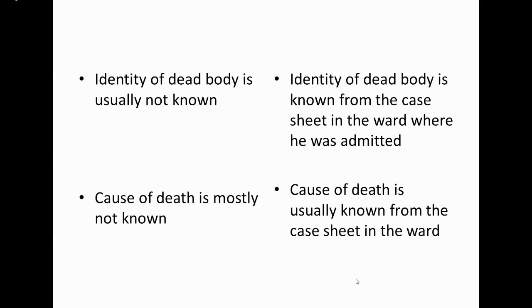Identity of the dead body is usually not known in case of the medical legal autopsy. So your first task is to establish the identity before the cause of death. In a pathological autopsy, identity of the dead body is known from the case sheet in the ward where he was admitted. Cause of death is mostly unknown in the medical legal case, while in the pathological case the cause of death is usually known from the case sheet in the ward.